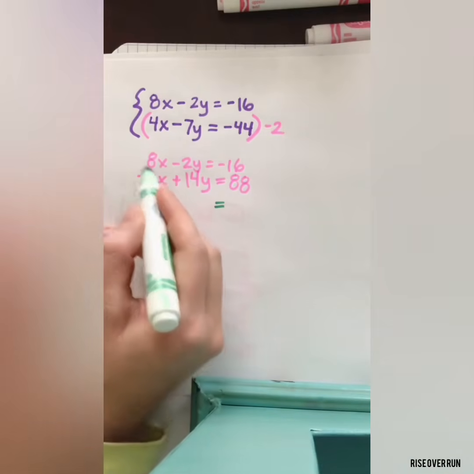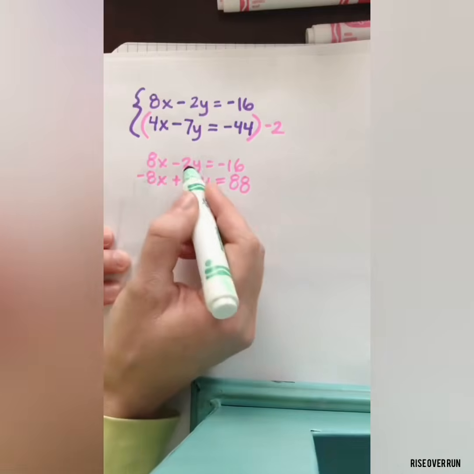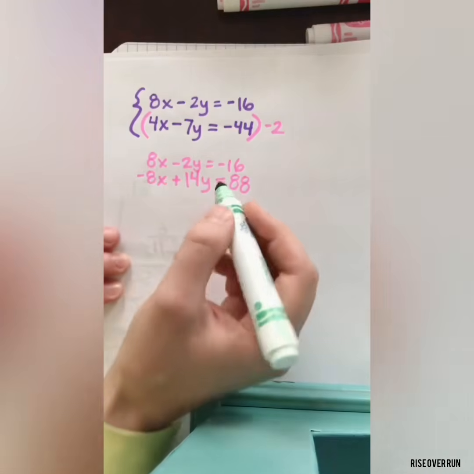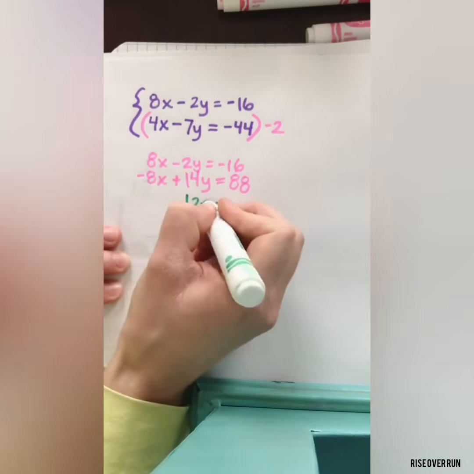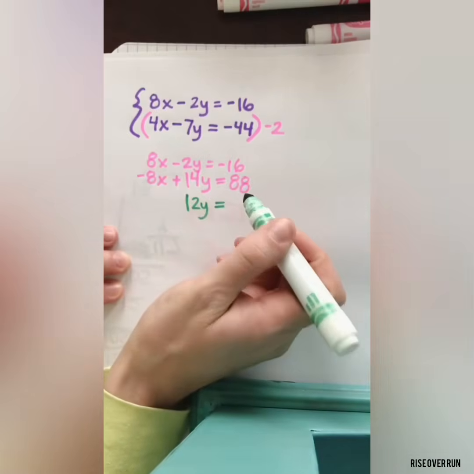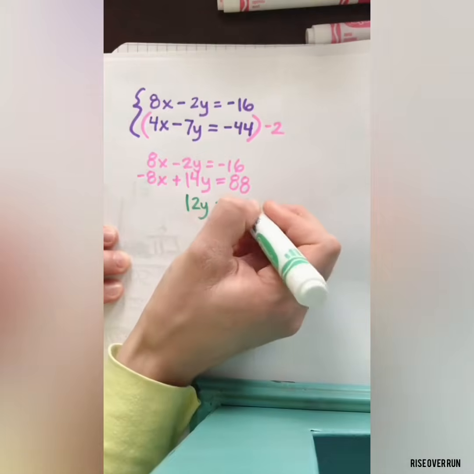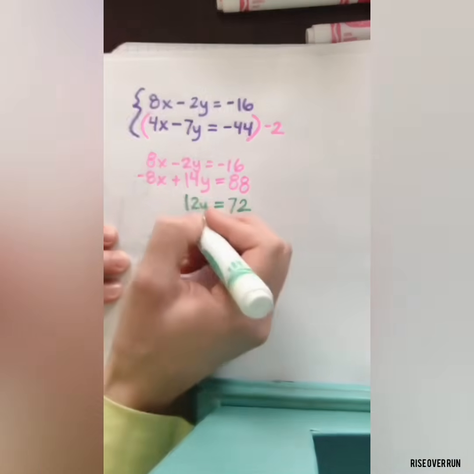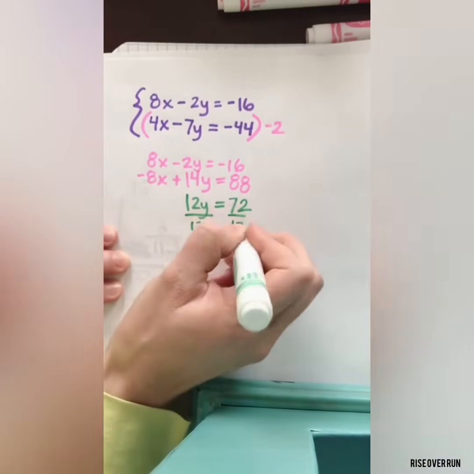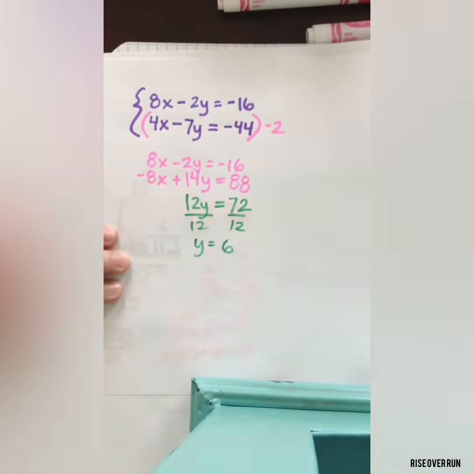8x minus 8x, those cancel. Negative 2y and a positive 14y, 12y. Negative 16 and a positive 88, when I combine those, I get 72. Then I can solve by dividing by 12, and y equals 6.